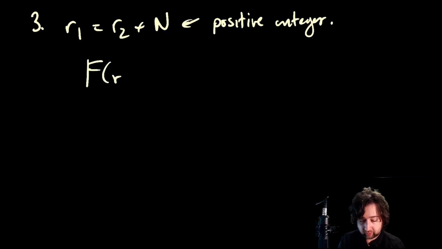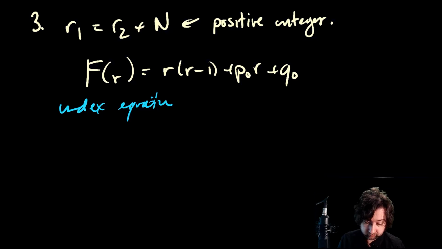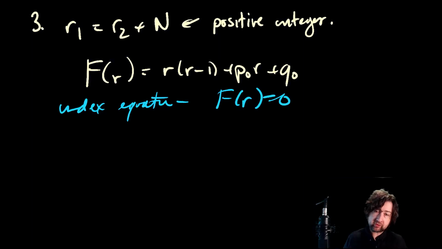So capital F of r is going to be equal to r times r minus 1 plus p naught r plus q naught. So it's a function. You put in an r, this is the value that comes out. And so solving the indicial equation is actually finding the zeros of the function F of r. So if you want to solve for the indices, you can just solve F of r is equal to 0. Part of the justification for defining this function is that it actually tells you what the recursion is for any equation that has a regular singular point at 0.